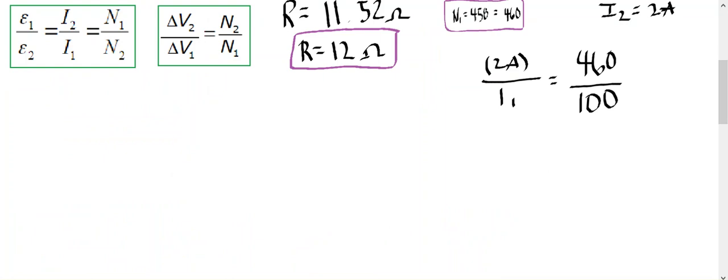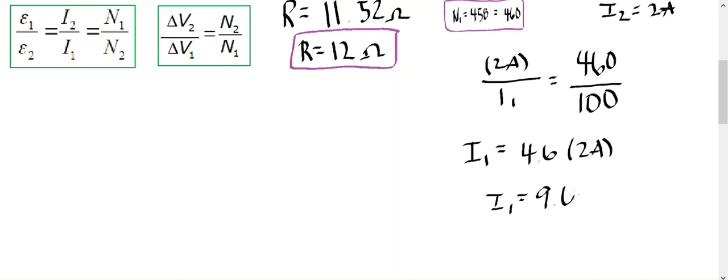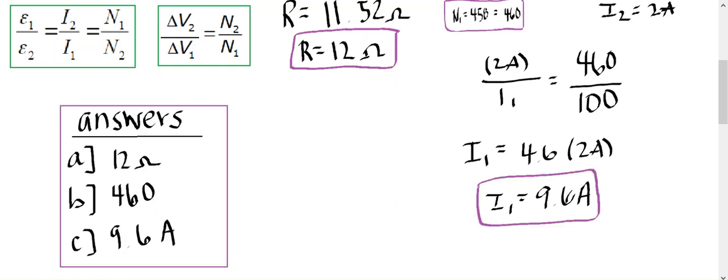We've already plugged in our values, so we now get that the current in coil 1 is equal to 460 over 100, which is 4.6, and we will multiply that by the current of the secondary, which is 2 amps, and we find that the current in the primary coil is 9.5, or 9.6 if we round for significant figures, 9.6 amps. Okay, so we'll put our answers over here in a box just to clean things up a little bit.